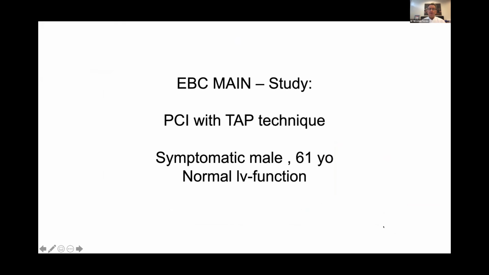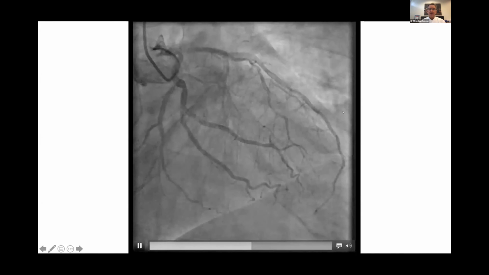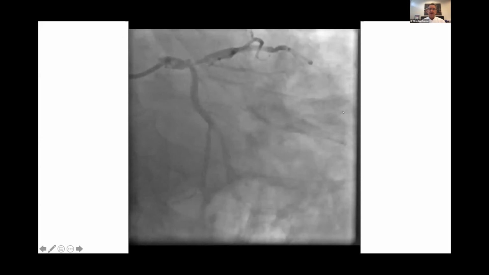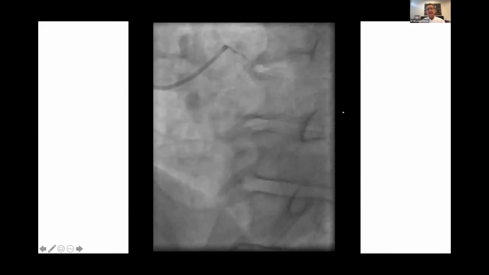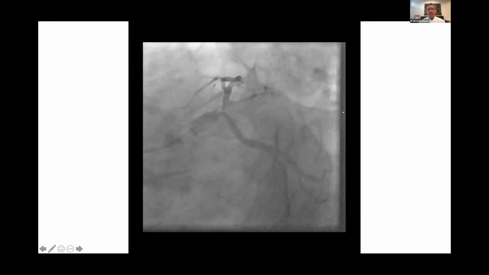And I show you now just 2 patients from the study, and this is an ABC MAIN study patient now treated with TAP, young patients. You see, this is this left main. There was no question, and the patient was randomized to single stenting, and the right coronary artery was okay.